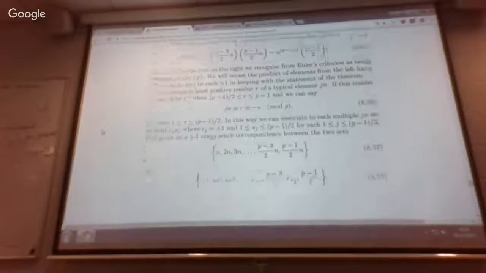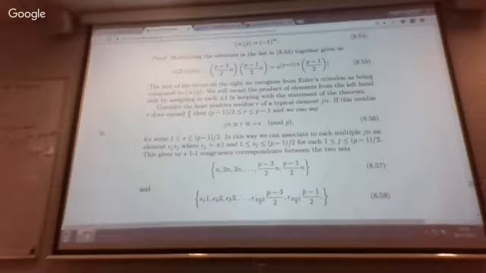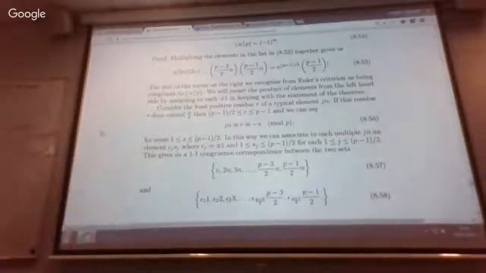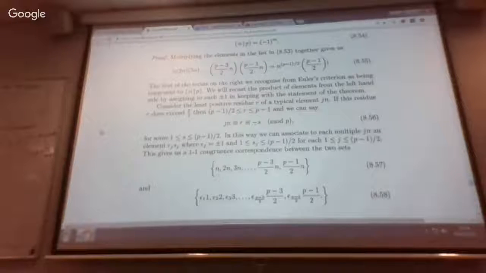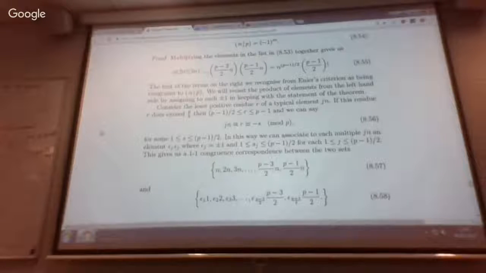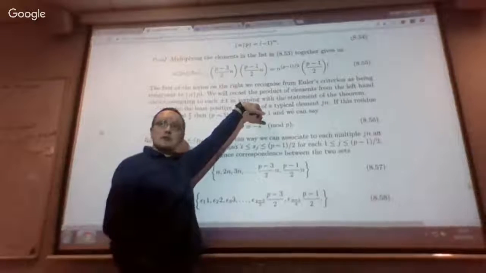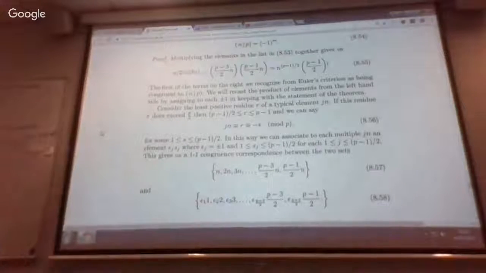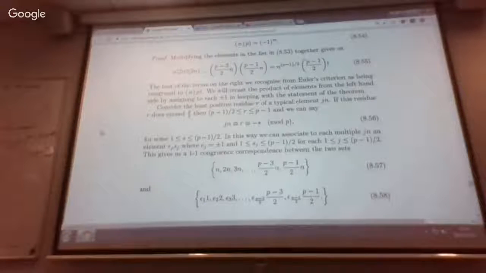Then we start to bring in this notion of counting how many have made it into the top half and how many are still here in the bottom half. Okay? So what we do is we consider a typical multiple, j times n, where j is one of the options between 1 and (p minus 1) over 2. This is going to have a standard residue modulo p called r. Okay? So the r is either going to be in this top half or in this bottom half.